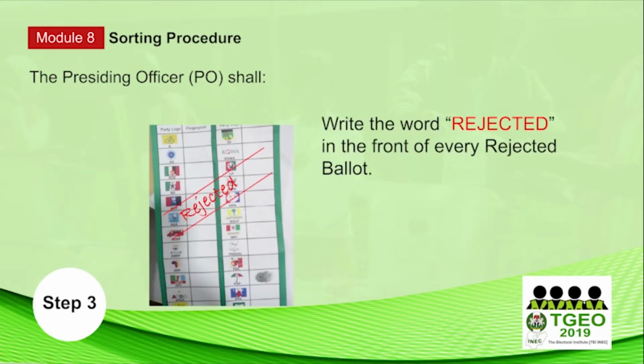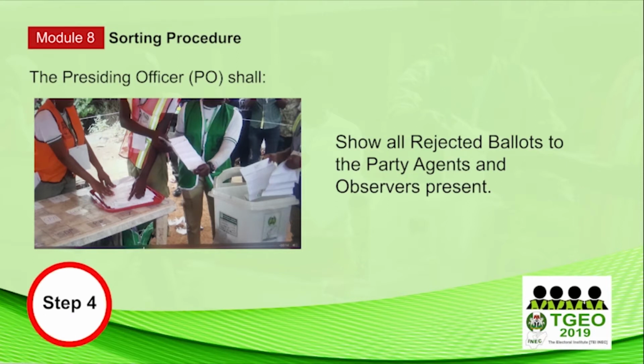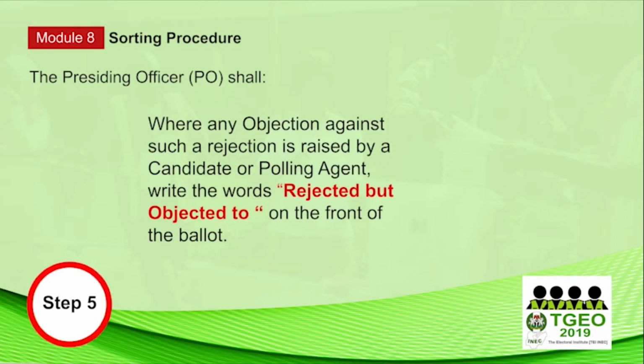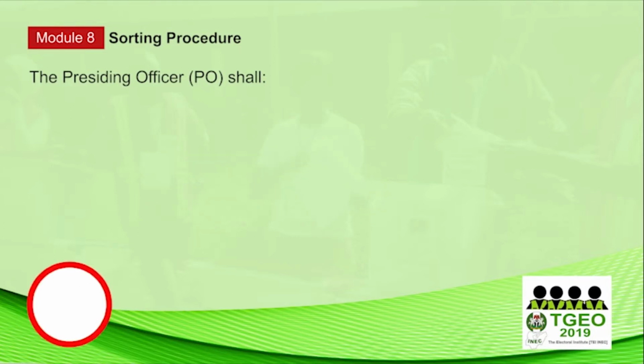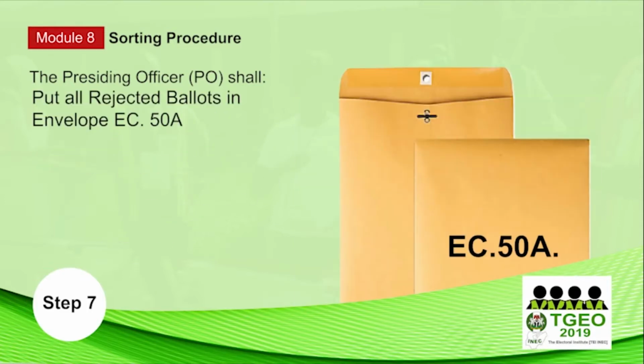Step 3. Write the word "rejected" on the front of every rejected ballot. Step 4. Show all rejected ballots to the party agents and observers present. Step 5. Where any objection against such rejection is raised by a candidate or polling agents, write the words "rejected but objected to" on the front of the ballot. Step 6. Count and record the quantity and their serial numbers on Form EC40B. Step 7. Put all rejected ballots in envelope EC50A.